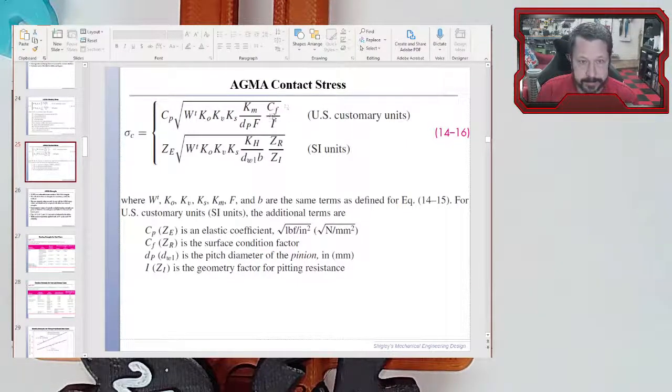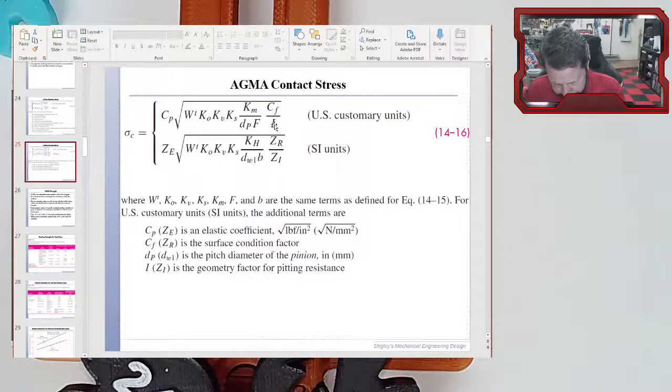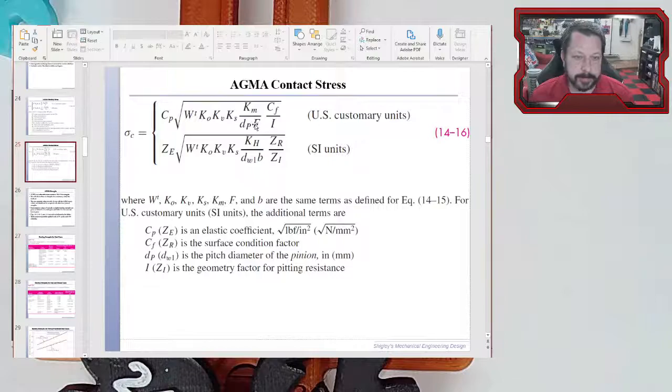There's a CF. This is new. That's a surface condition factor. I is similar to, what was the variable it was before? Was it Y? YN? Let me look. Oh, no. It was J. It was J in the previous one. So in here it's an I. And F is still face width. dP is the diameter of the pinion.